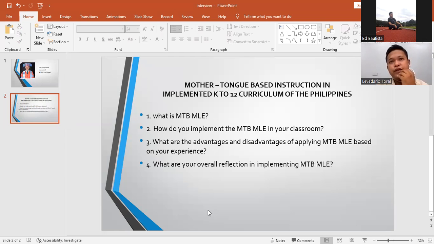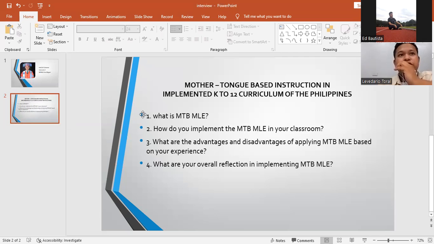For your third question, what are the advantages and the disadvantages of applying MTB MLE based on your experience? Based on my experience as a teacher of MTB MLE, it is an advantage for those students who can understand the dialect being used in the learning materials. Students who have a strong first language background will benefit from this program. However, those students who cannot understand the dialect used in the learning material will have a hard time learning. And the teachers will also have a problem in translating because not all teachers are good in these local dialects.